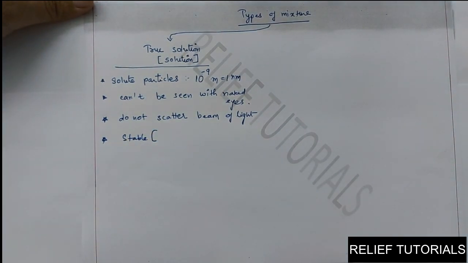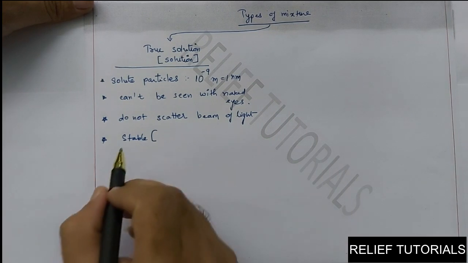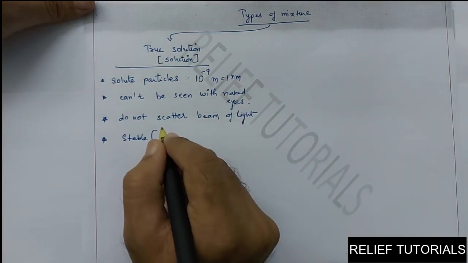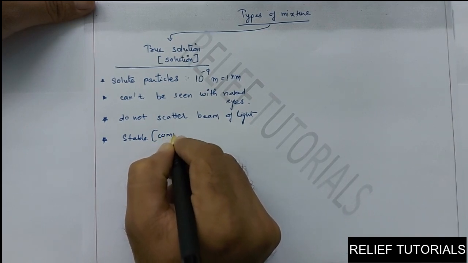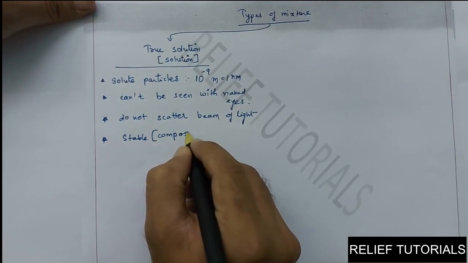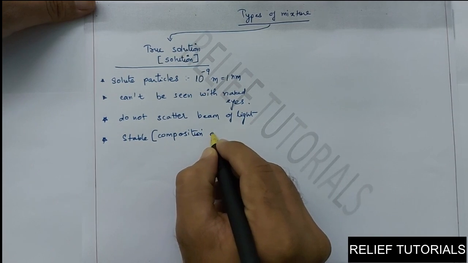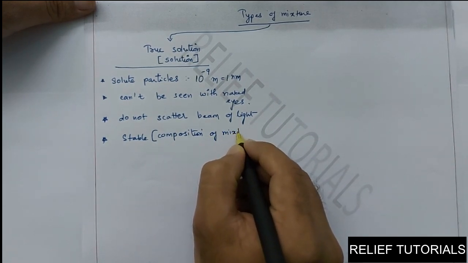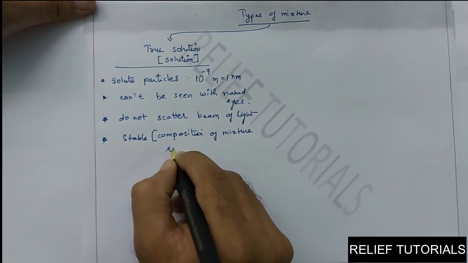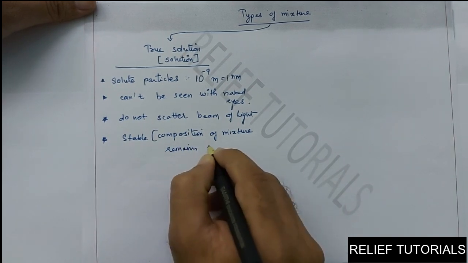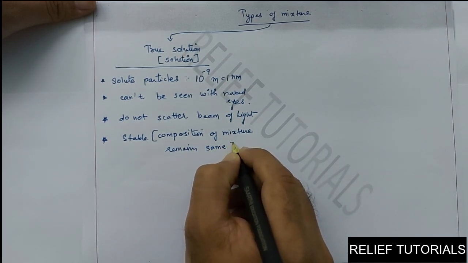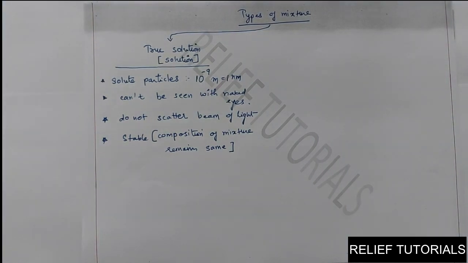See, most of the students forget the meaning of stable. Stable means the composition of the mixture remains the same. It means if you keep the solution undisturbed, solute particles are not going to settle down at the bottom.